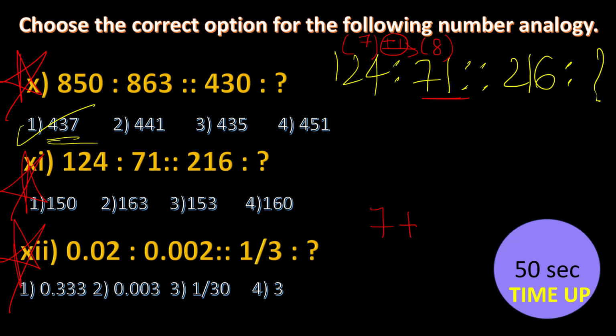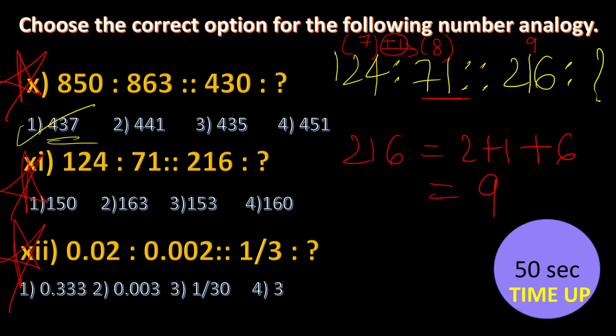2 plus 1 plus 6 will give you how much? 216 is there. 2 plus 1 plus 6 will give you 9 as the answer. Okay, so 9 is there. Plus 1 when you do, I should get 10. Correct? So you need to check the options now.